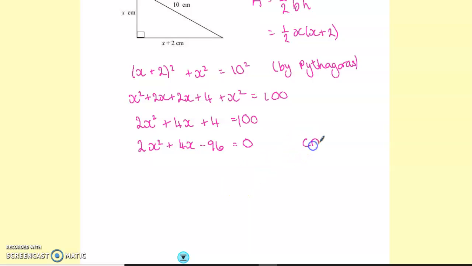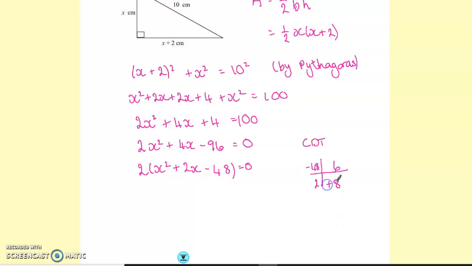First thing we look for is a common factor here of 2. Half of 96 is 48. So I'm looking now for two numbers that multiply to make minus 48 and add to make 2. So I'm looking for factors of 48, 1 and 48, 2 and 24, not getting far here, 3 and 16, no, 4 and 12, no, 6 and 8. 6 and 8 it is.